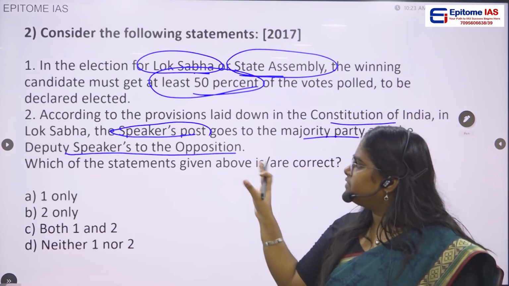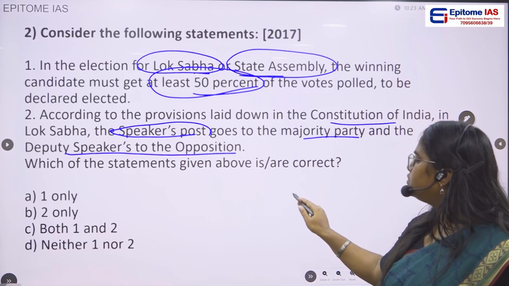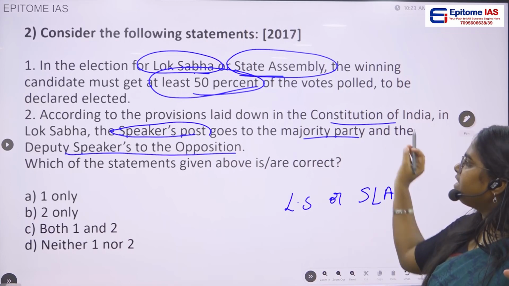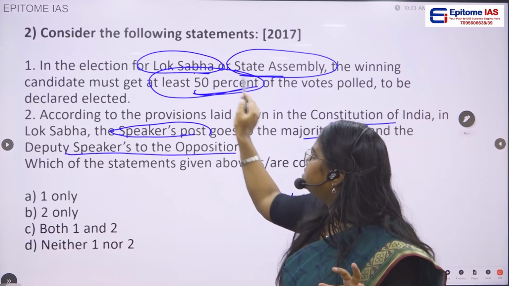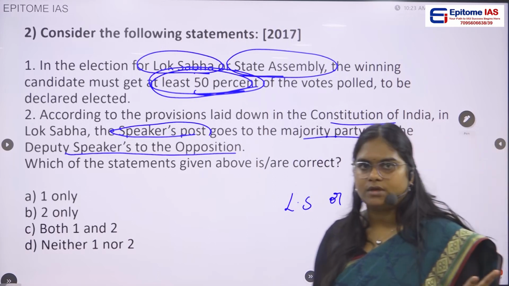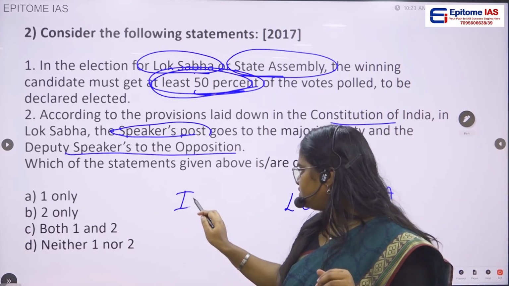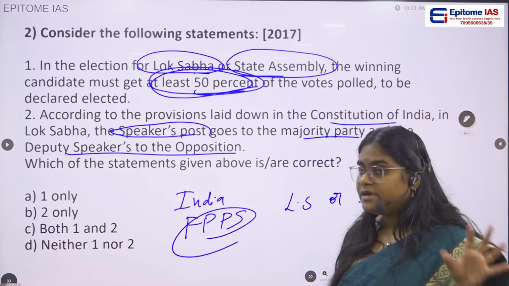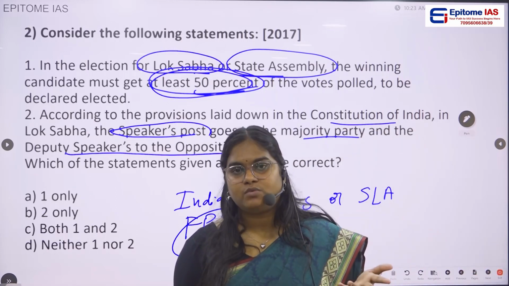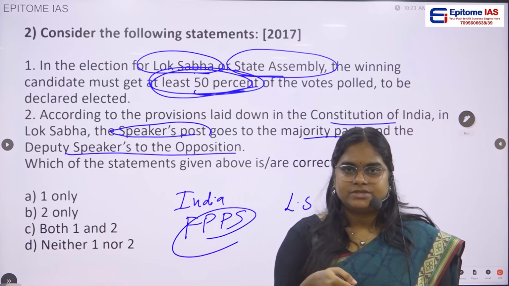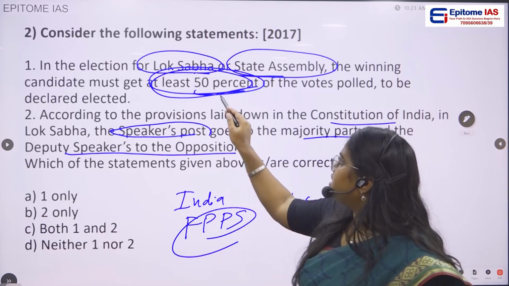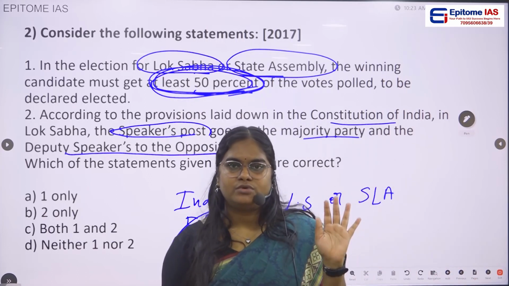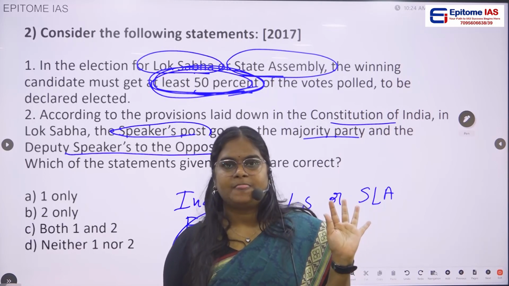Okay, so if you see the first statement, they are saying that in the election of Lok Sabha or any state legislative assembly, the winning candidate must get at least 50% of the votes polled. So in India, we have the first past the post system. Because of that, whenever elections happen, it is not necessary to get at least 50 percent of the votes. It is okay if a candidate gets the majority of the votes, he'll be considered elected.